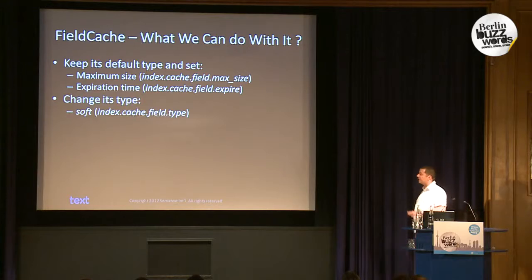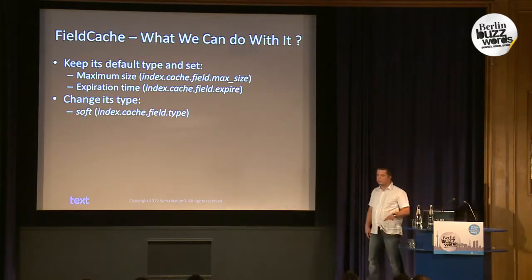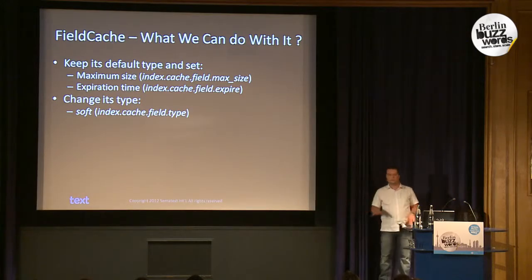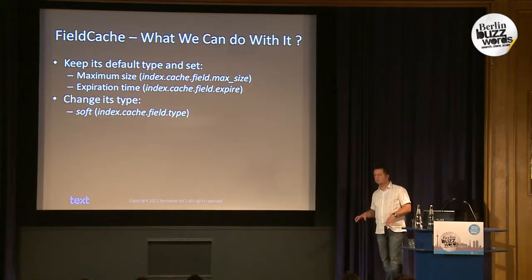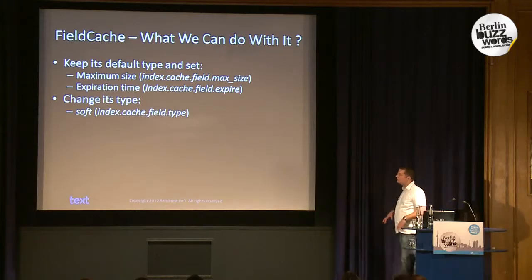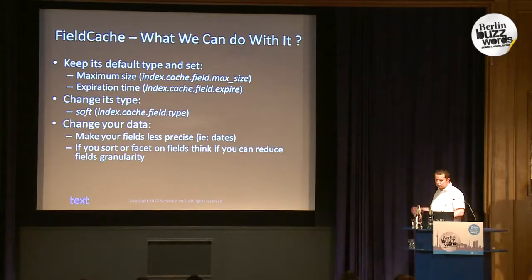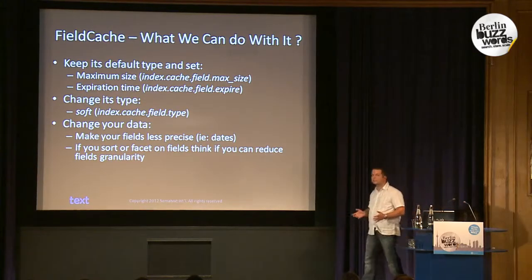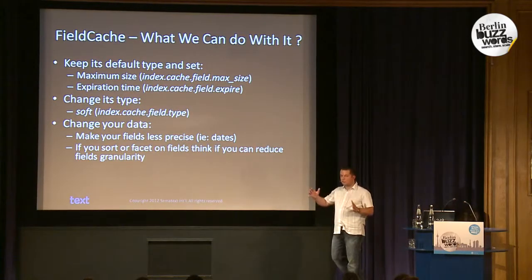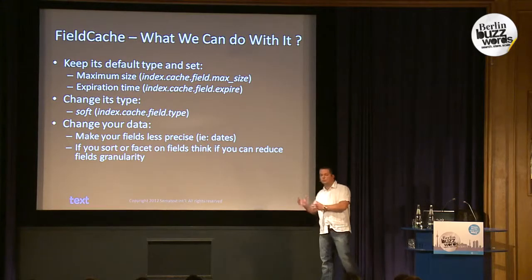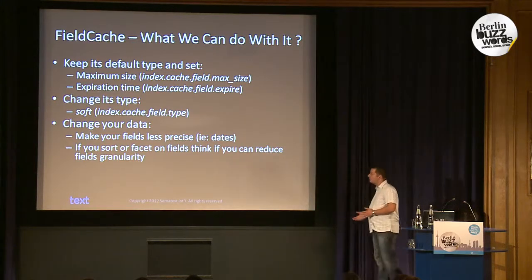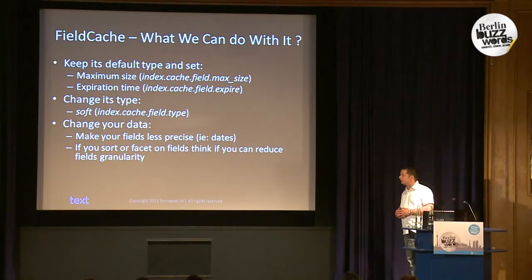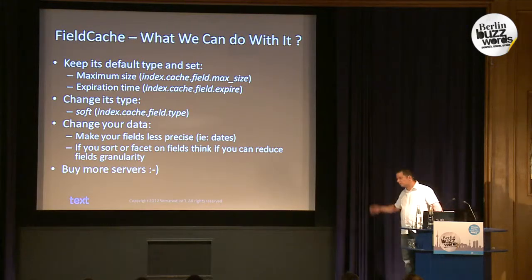You can also change its type to soft. The soft data cache uses soft references, from Java 6, which means those references to objects can be freed when the garbage collector needs it. You can also change your data and make your fields less precise. For example, if you don't need seconds or milliseconds in dates, you can shrink them to minutes or hours. You can also reduce the field's granularity. So that's one thing. Also, you can buy more servers.